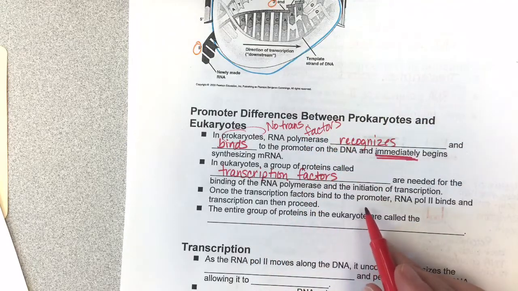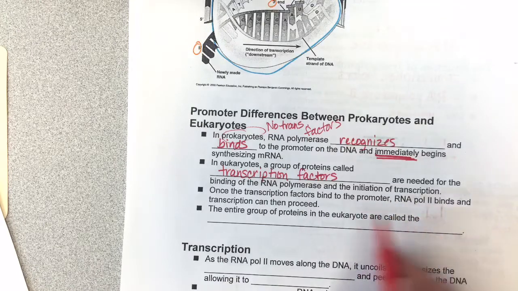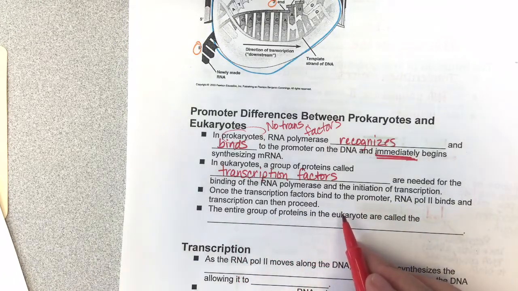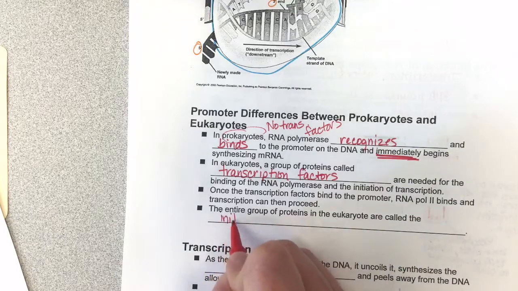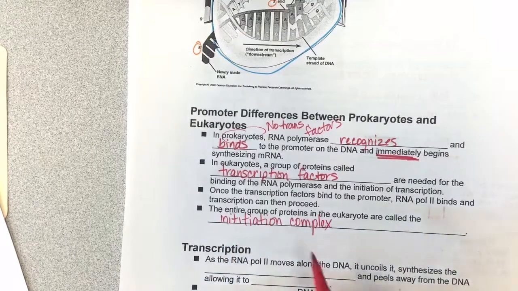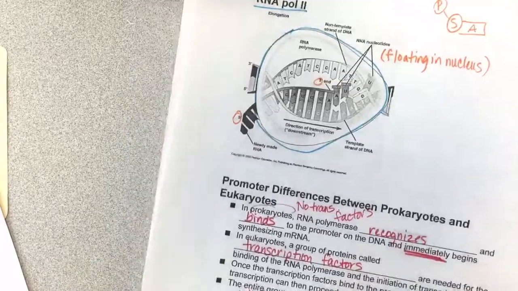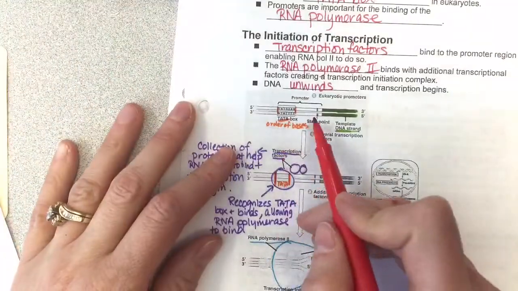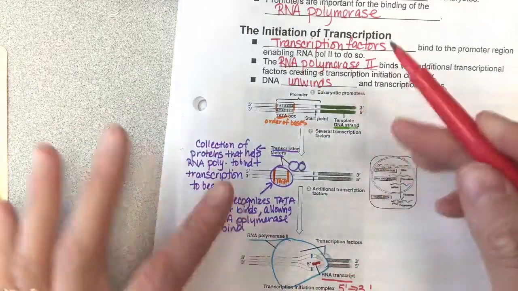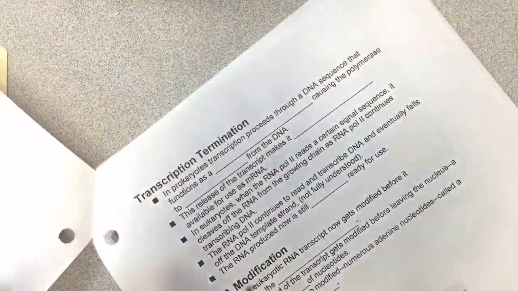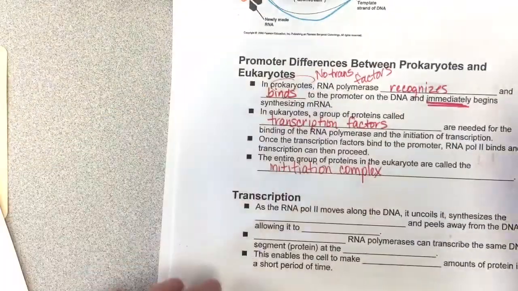Once the transcription factors bind to the promoter, then RNA polymerase II binds and transcription can proceed, just as we looked at. So the entire group of proteins in the eukaryotic cell that are involved in this is called the initiation complex. So this whole thing, the promoter, the transcription factors, RNA polymerase, all of those involved in starting transcription, is called the transcription complex. All right, and it's a lot simpler in prokaryotic cells.